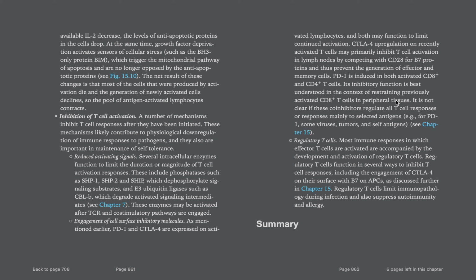Regulatory T cells function in several ways to inhibit T cell responses, including the engagement of CTLA4 on their surface with B7 on antigen presenting cells, as discussed further in chapter 15. Regulatory T cells limit immunopathology during infection and also suppress immune responses and allergies. Summary.